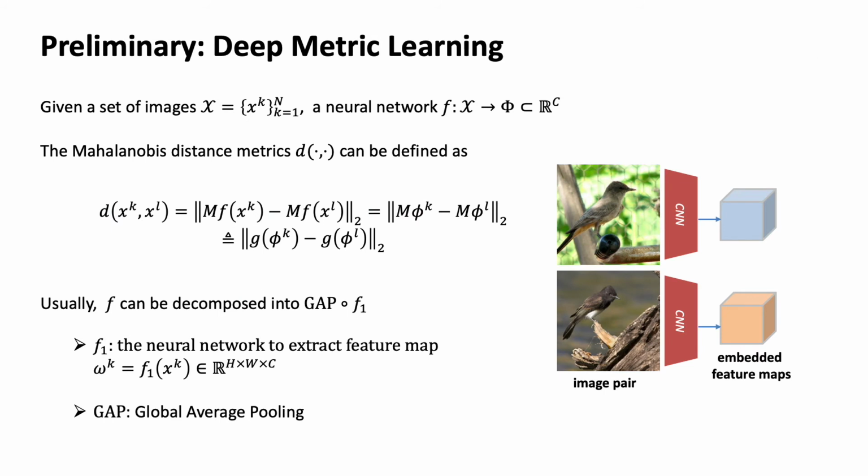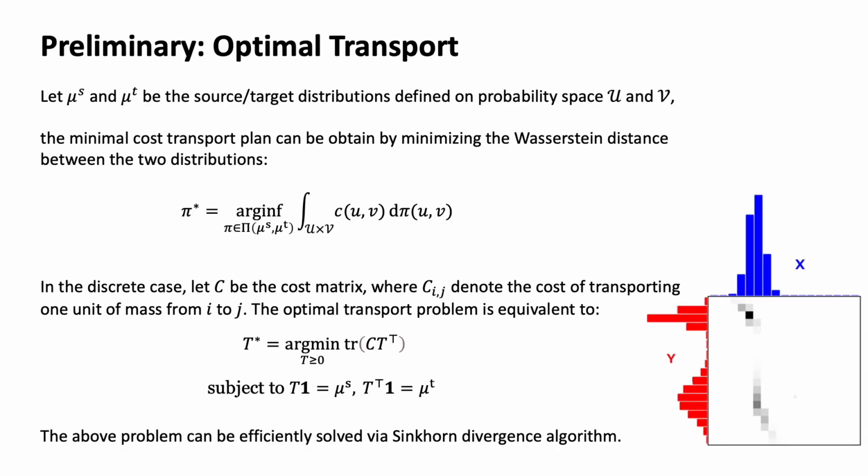We start by reviewing the general pipeline of deep metric learning. Formally, given a set of images, deep metric learning introduces a deep neural network that maps an image to a feature. The mainstreams of deep metric learning aim to learn Mahalanobis distance metrics. Usually, F can be decomposed into two parts, where F1 extracts a feature map, and GAP is the global average pooling. To exploit the spatial structures in images for more interpretable deep metric learning, we devise a new structural matching scheme to compute feature similarity based on optimal transport theory.